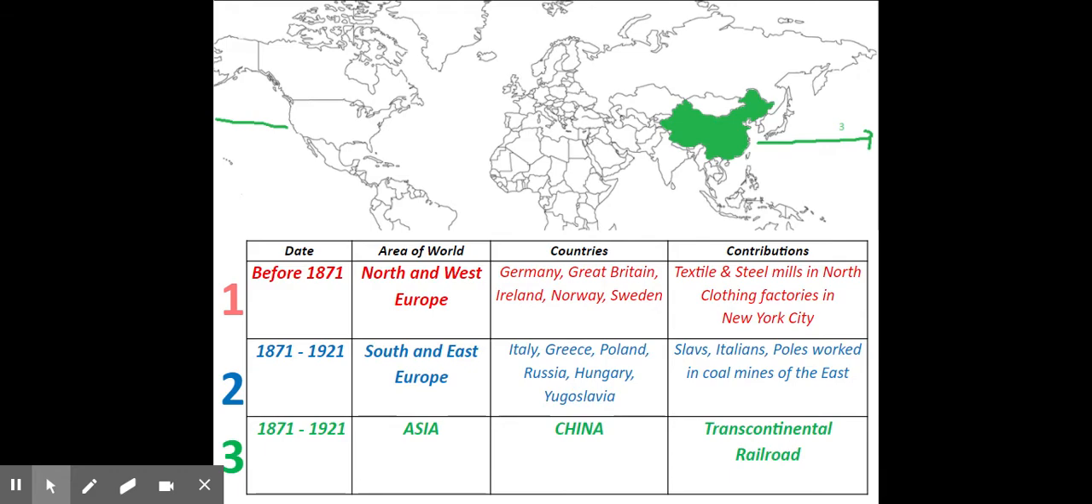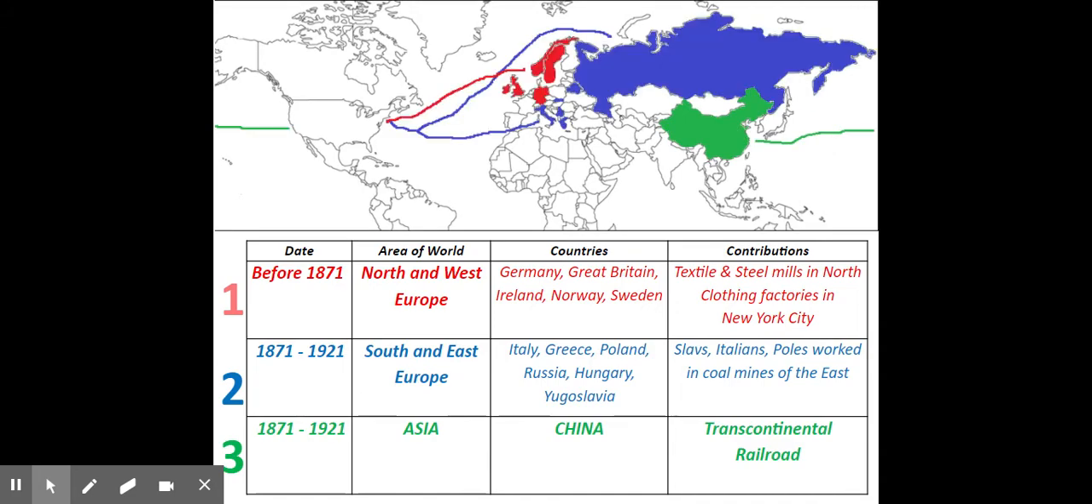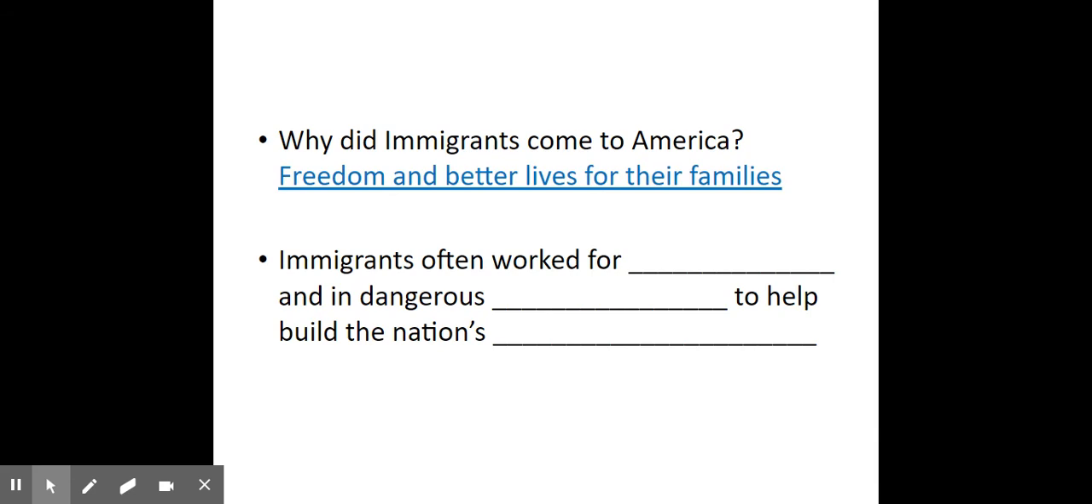Now, why would these people come here? What are they looking for? Well, to be honest with you, they're looking for the same things that we've been talking about since the beginning. People come to America, and this applies to all 3 of the waves together, because they want freedom and better lives for their families. They want more rights. They want religious freedom. They want better economic opportunities, which will give them better lives. This is what we've been talking about since day one.